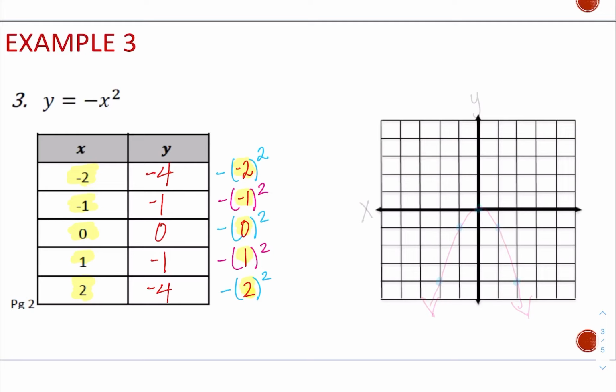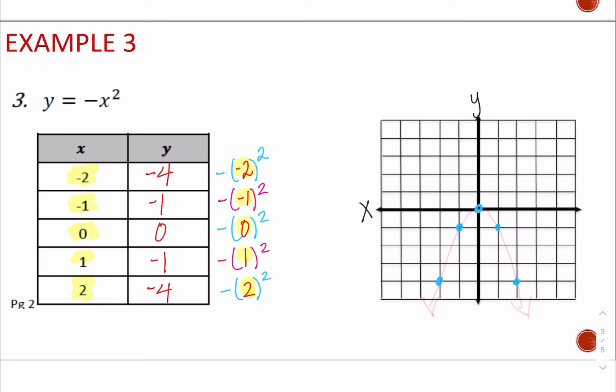So let's plot them to see what that actual graph looks like. We have our x and y axis. First up is -2 in the x and -4 in the y, which lands me down here. Next up, I have -1 in the x and -1 in the y, which lands me there. Then I have 0, 0 at the origin. Then I have 1, -1, and finally 2, -4. Look at those beautiful symmetric points.